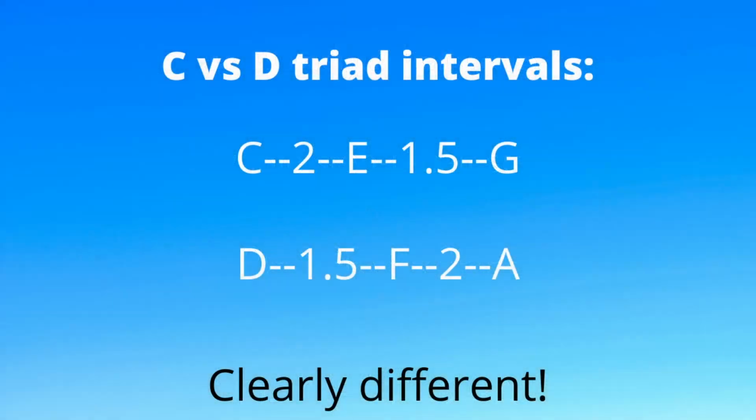So clearly these chords are different because they have different intervals between the root and the third, and different intervals between the third and the fifth. The C triad, when we're talking about the interval from the root to the third, has an interval of 2 whole steps, whereas the D triad from D to F, the root to the third of the D triad, was 1.5 steps. And then if you're looking at 3 to 5, the C triad had 1.5 steps, and the D triad had an interval of 2 whole steps. So these chords are clearly different, and this is where we come to talk about major chords and minor chords.